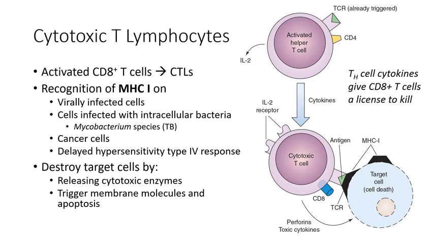Cytotoxic T lymphocytes can destroy target cells through releasing cytotoxic enzymes that can damage the plasma membranes of cells, such as perforins, and through triggering apoptosis through a death receptor on the surface of the cell. Both of these mechanisms will remove an infected cell from the body, preventing further replication and further disease.